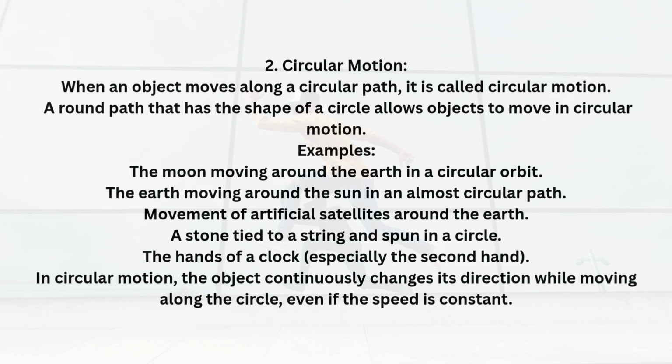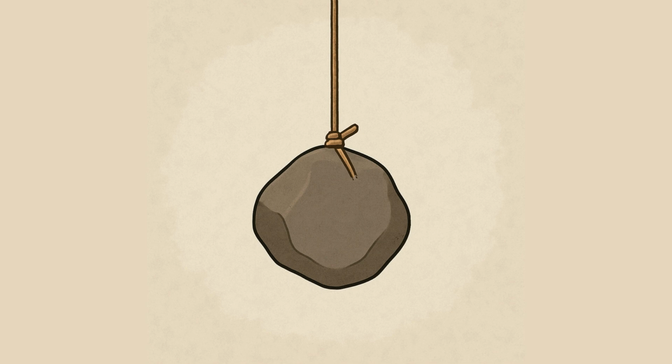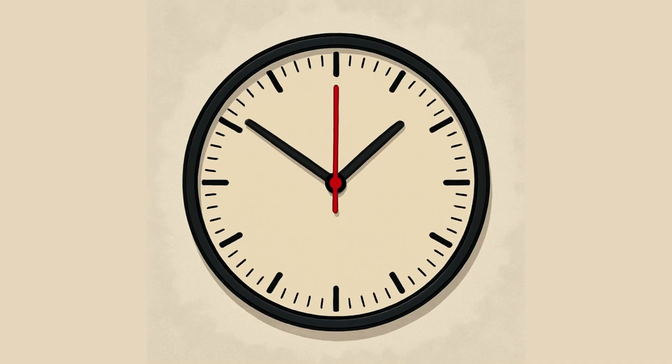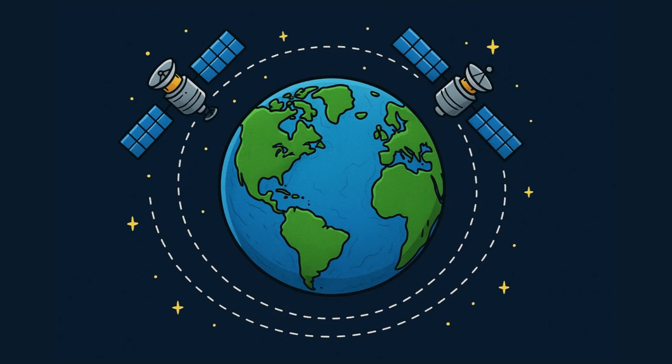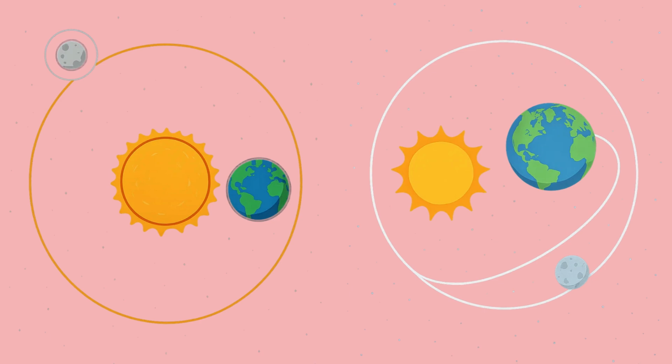Next is circular motion. When an object moves along a circular path, it is called circular motion. A round path that has the shape of a circle allows an object to move in a circular motion. A stone tied to a string and spun in a circle, the hands of a clock, or the movement of artificial satellites around the earth, all these are examples of circular motion.